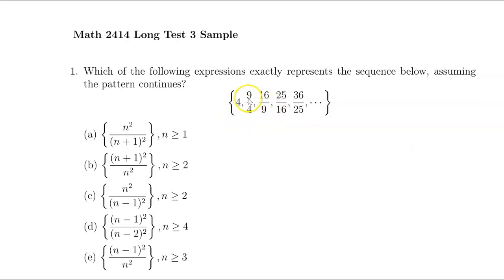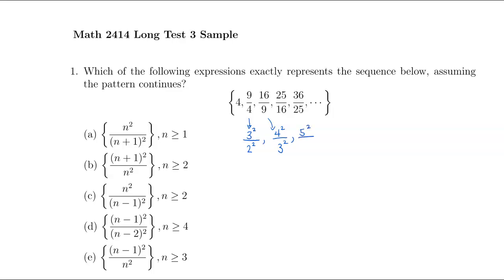Now, notice that the numerators are all perfect squares and the denominators as well. This number is the same as this number, and then 25 is the same as that number. So this denominator here is actually 2 squared, and the numerator is also 3 squared. Then that means 4 squared. 16 is 4 squared, the denominator is 3 squared, then the numerator is 5.